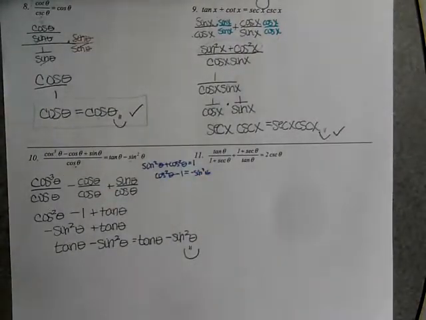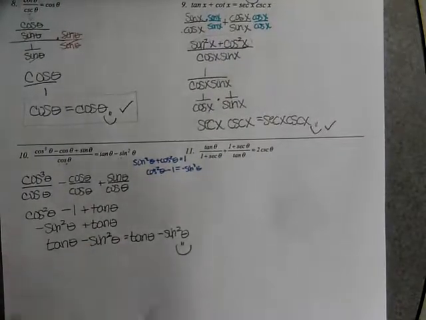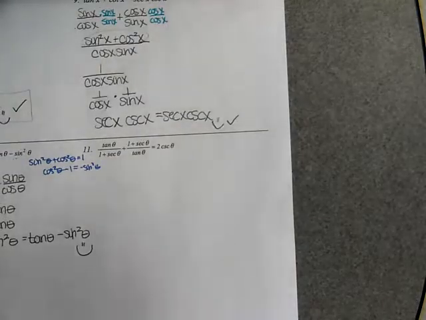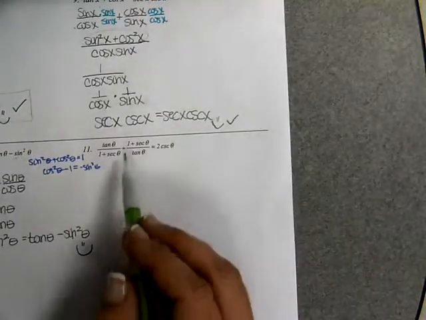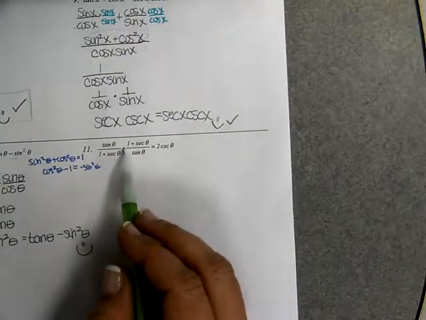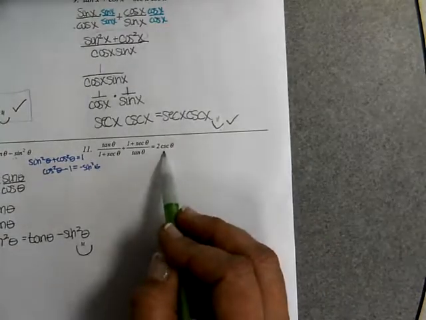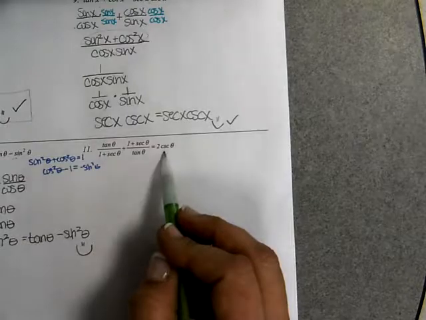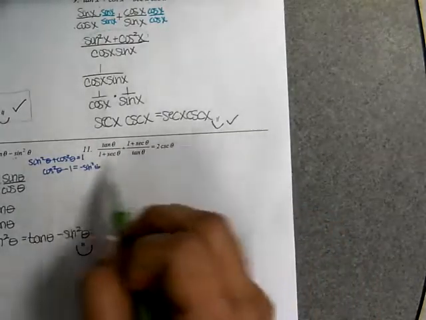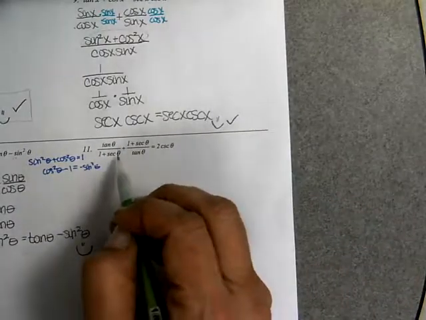So again, there's a different way that you could do it also on the filled in notes online, but I think this way is actually a little shorter. Okay, so number 11. Last one, we've got tangent theta over 1 plus secant theta plus 1 plus secant theta over tangent theta. We want to turn that into 2 cosecant theta. Well, this clearly looks like the more complicated side, so let's maybe do that.